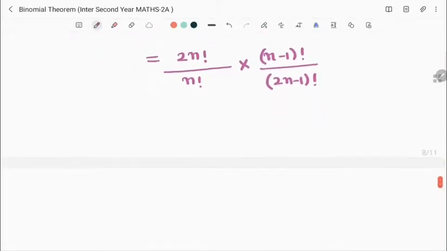From the factorial definitions, we need to apply n factorial can be written as n into n minus 1 factorial. Not only this one, n into n minus 1 into n minus 2 factorial also. So based on this and so on, like this we can.